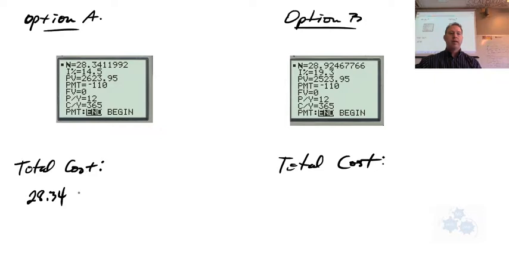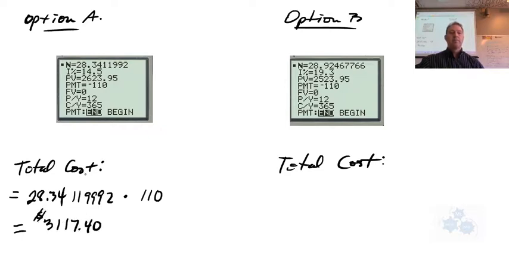28.34. That's the number of payment periods. Write as many decimal places as you want. Times 110. That's going to be the total cost, right? Okay. And what do you get there? Should be about $3,117.40.